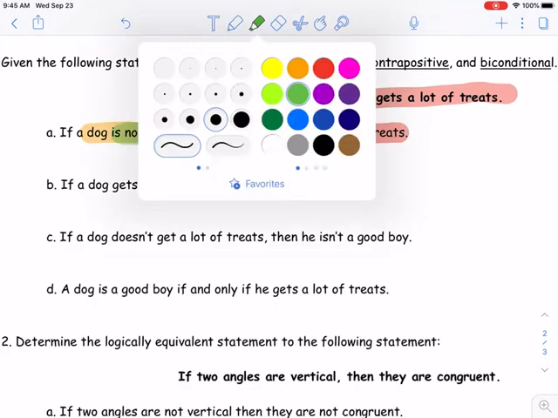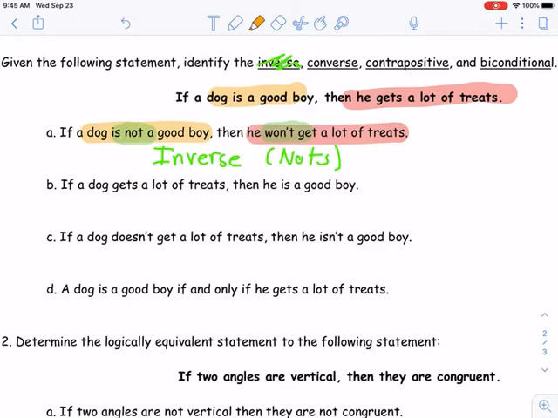Now what do we got going on here? If a dog gets a lot of treats, then he is a good boy. So this one, no nots, but we swap the order. So this is converse.